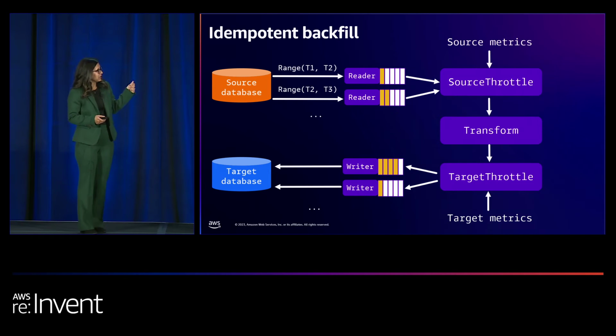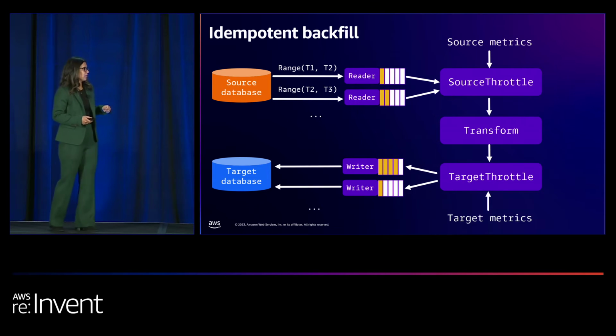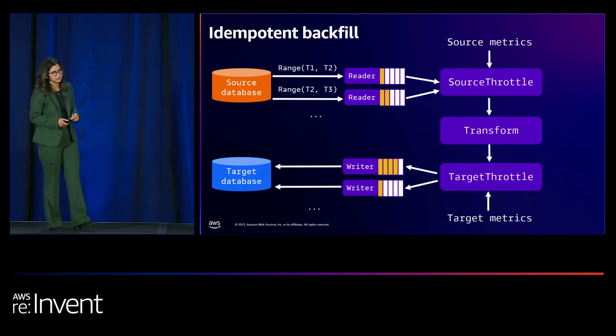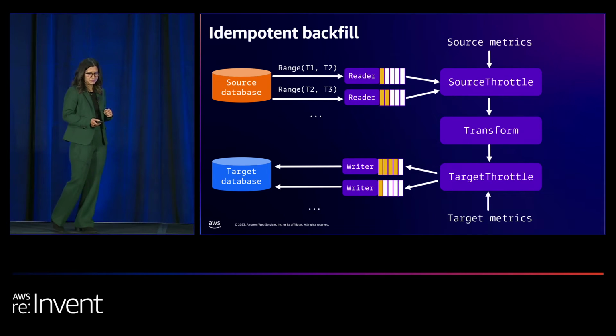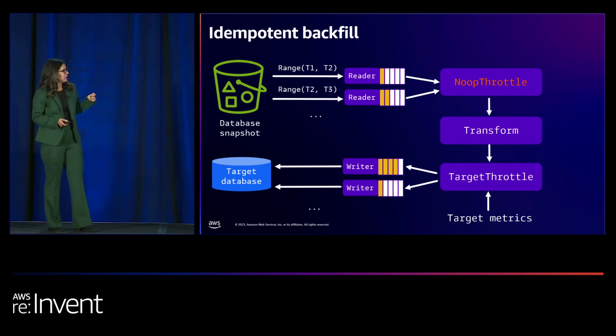We control the rate at which we read the data at the source database by looking at the read latency metrics, and we control the write throttling by looking at the CPU and the disk usage at the target database. So for backfilling, we don't always have to use the database to read data from.